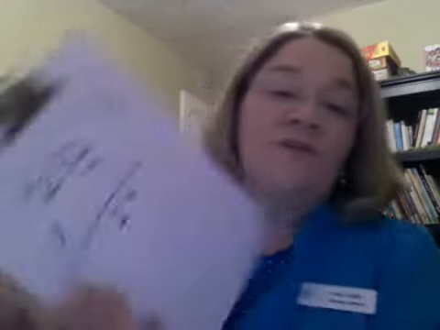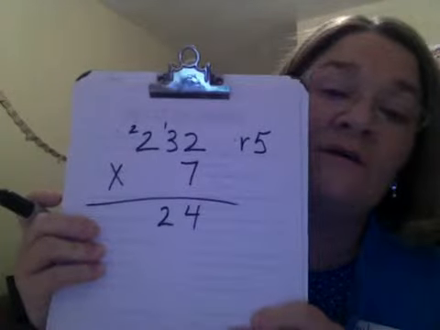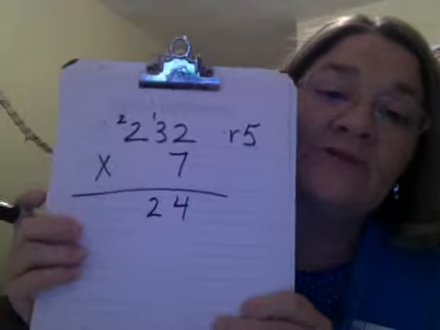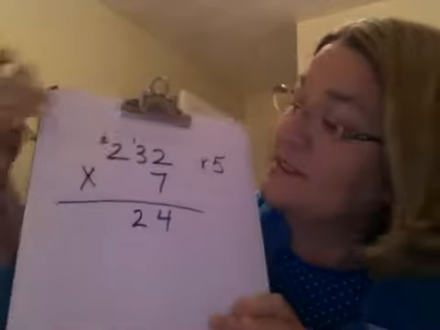So 2 times 7 is 14. We're going to regroup the 10 up into the tens column. 3 times 7 is 21. 1 more is 22. We'll put the 1 up in the hundreds column. So we had 22 tens. Now 2 times 7 is 14, plus the 2 is 16.